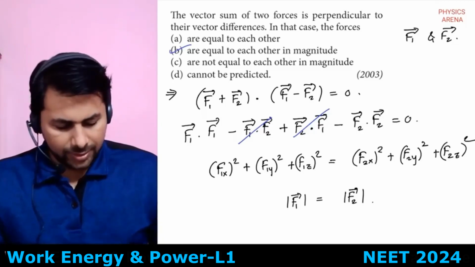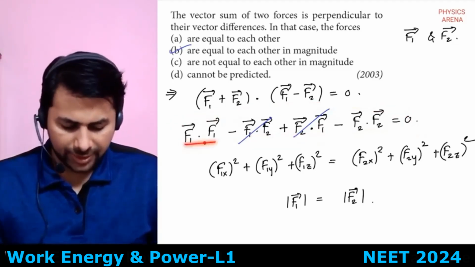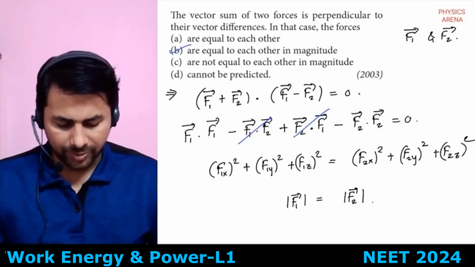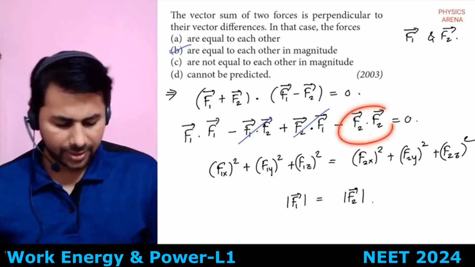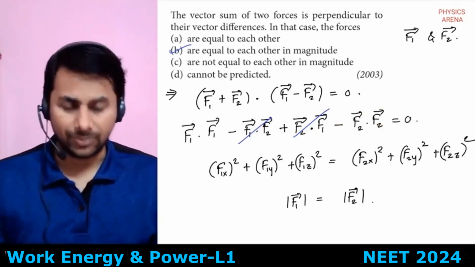Okay, so at this stage itself you should arrive at the answer. This is magnitude of F1 squared, this is magnitude of F2 squared, this thing gets cancelled and this thing goes on the other side. That means magnitude of F1 equals magnitude of F2.